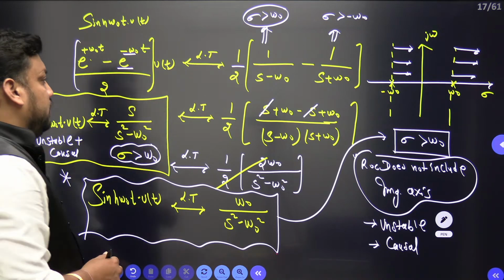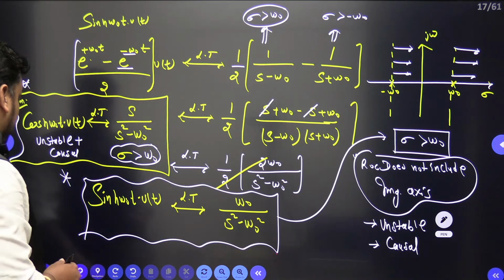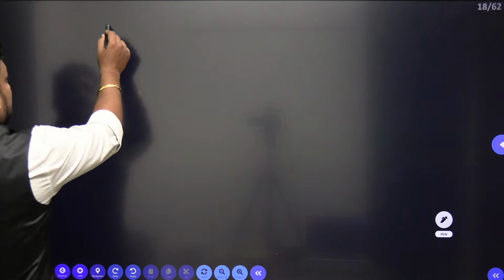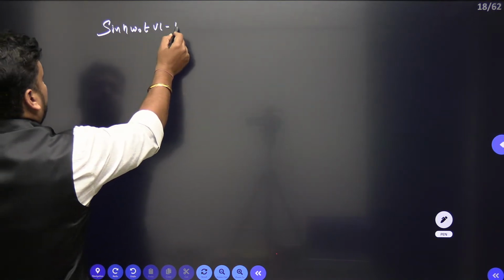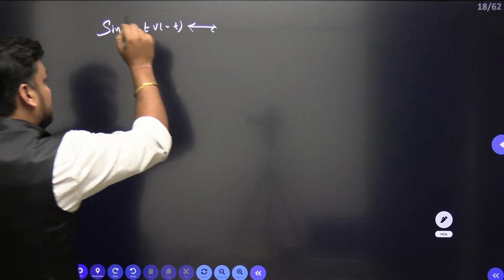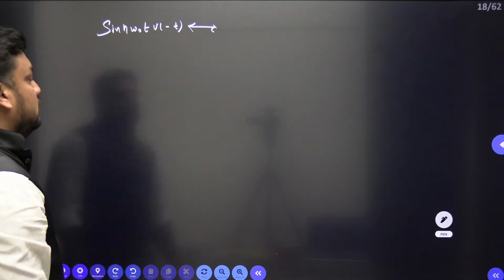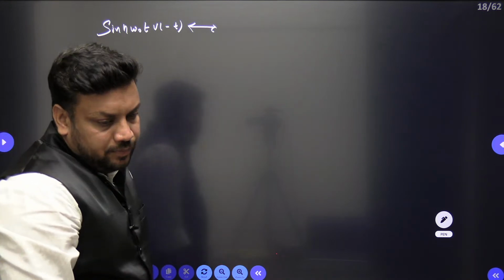Vedehi, I think it is completed, beta. Yes. So now if I am going for the next, can you please tell me, beta, hyperbolic sin omega 0 t into u of minus t. Can you please solve this similarly?